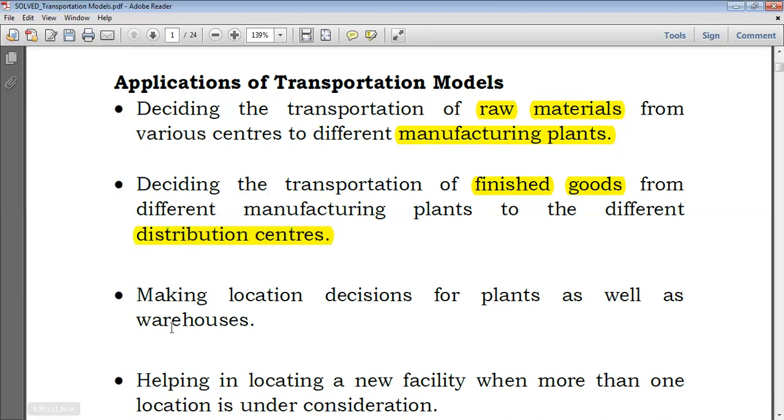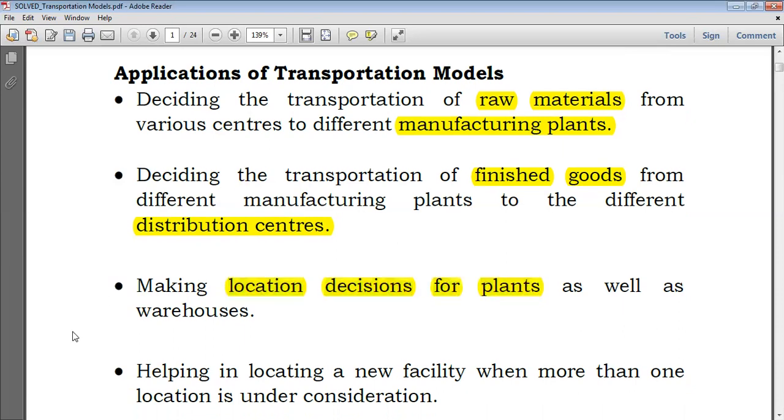But also, let's say you are yet to have a plant. You're asking yourself, I have 4 regions for installing, maybe for initiating the plant. Where should I initiate them? Should I put them at place 1, place 2, place 3, or place 4? So you presume to use them all, and then you compute which would result in the minimum transportation cost, or maximum profit. So that's why you are saying making location decisions for plants as well as warehouses.